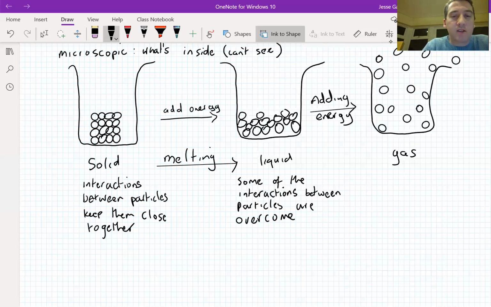For different substances, this happens at a specific temperature.